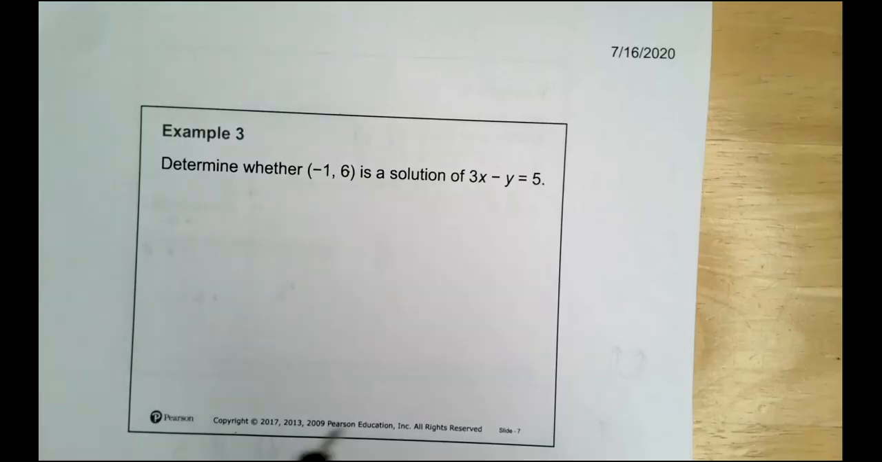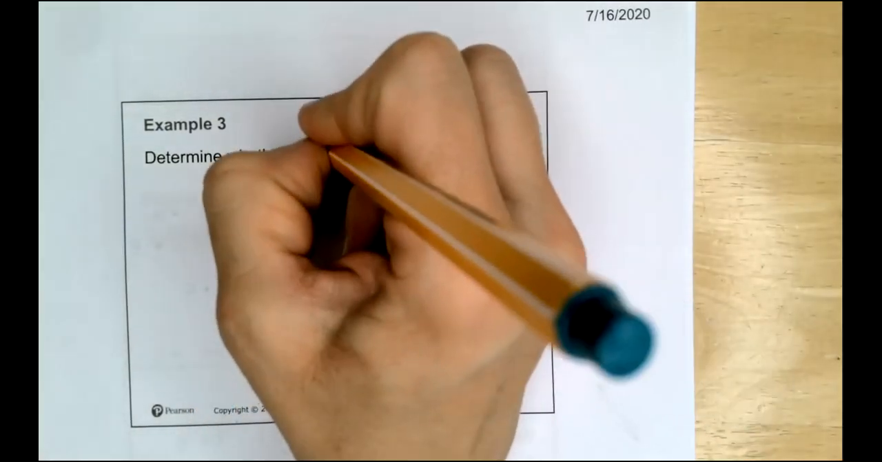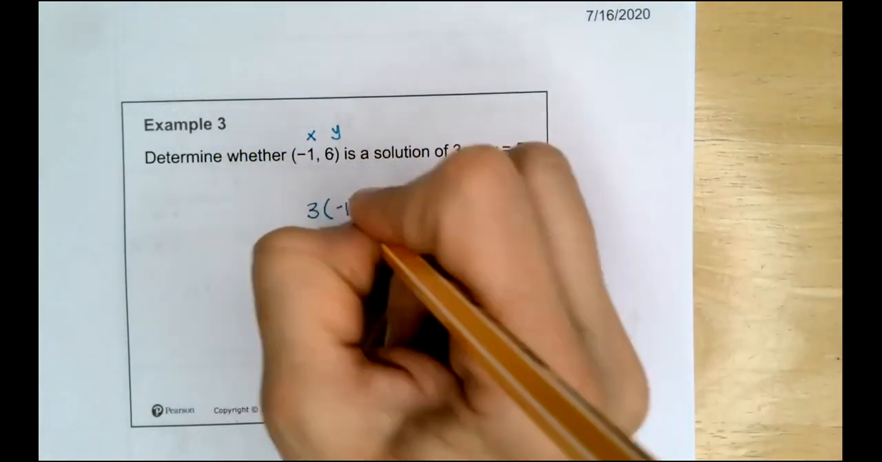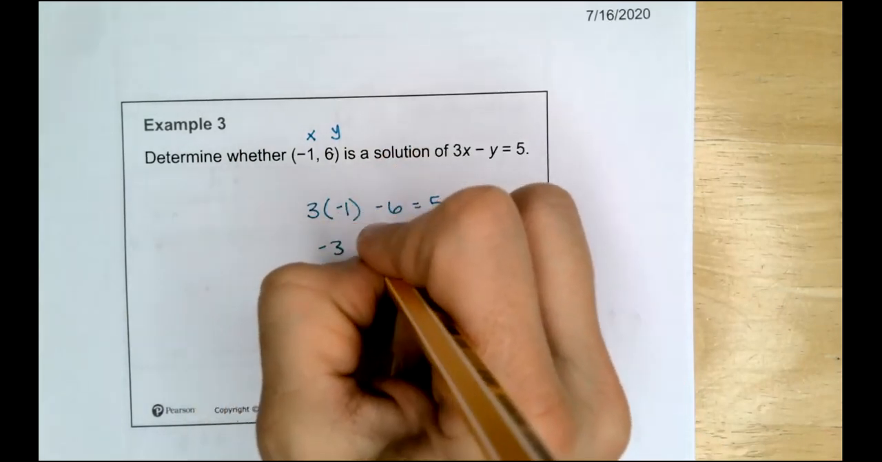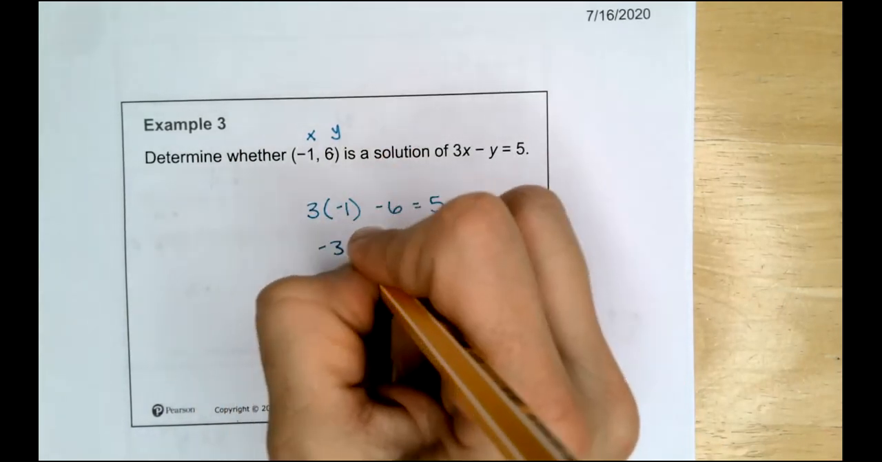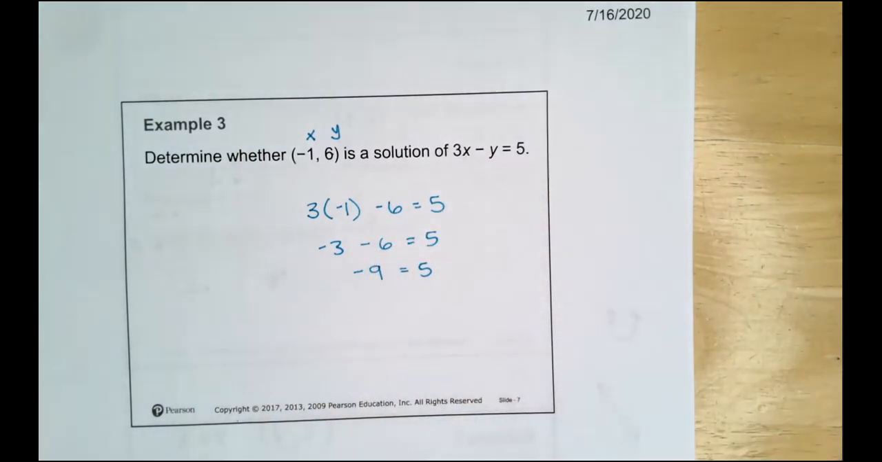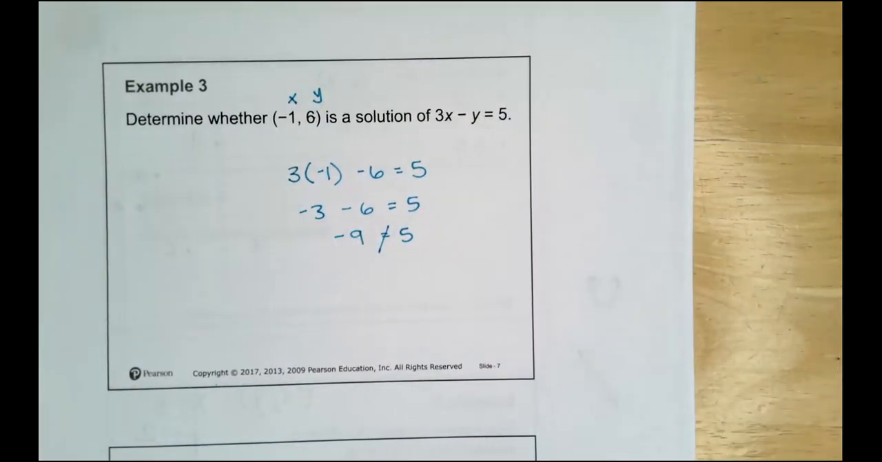Or you can say 3, negative 1 is my x, 6 is my y. 3 times negative 1 minus 6 is 5. 3 times negative 1 is negative 3, minus 6 is negative 9, equals 5. Not true. Okay? That is what they mean.